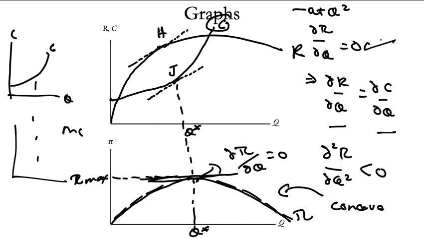So this is the necessary condition. This is the sufficient condition in order to check whether it is a relative maximum or minimum. Now, in this case, it is a relative maximum because the sufficient condition has been proven, saying that the second order derivative test is negative.